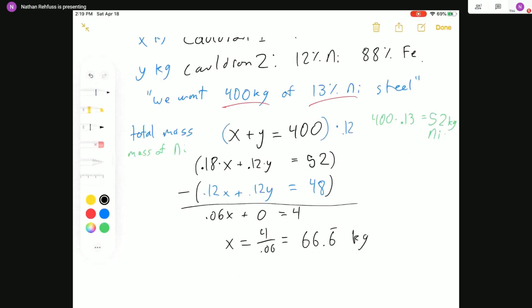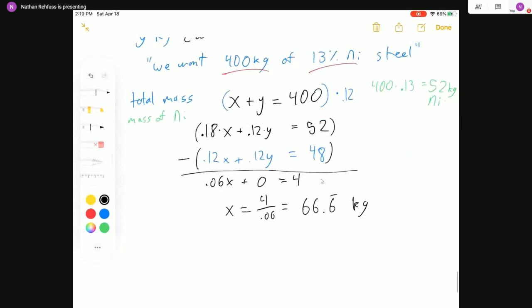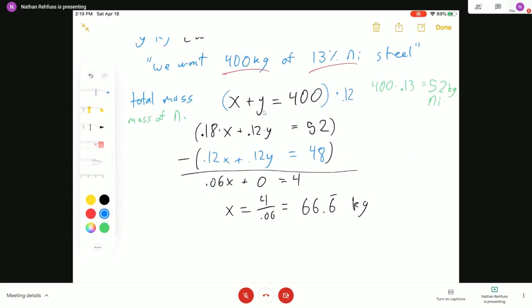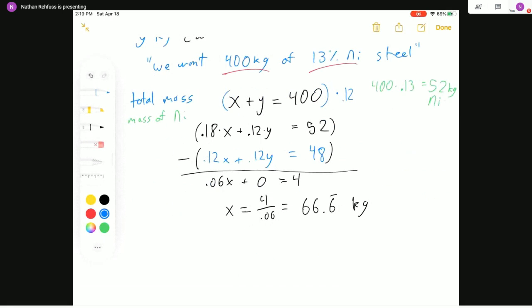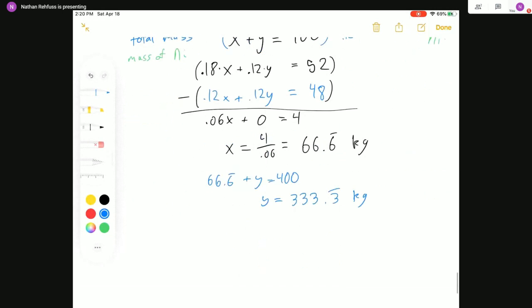I can plug that back into any other equation, but I definitely like to use line 1 up here, because that's the simplest. So now I know 66.6 repeating plus y equals 400. Subtract the 66.6 from both sides, so y must equal 333.3 repeating kilograms. And now I can write my solution: x comma y equals 66.6 repeating, comma 333.3 repeating.